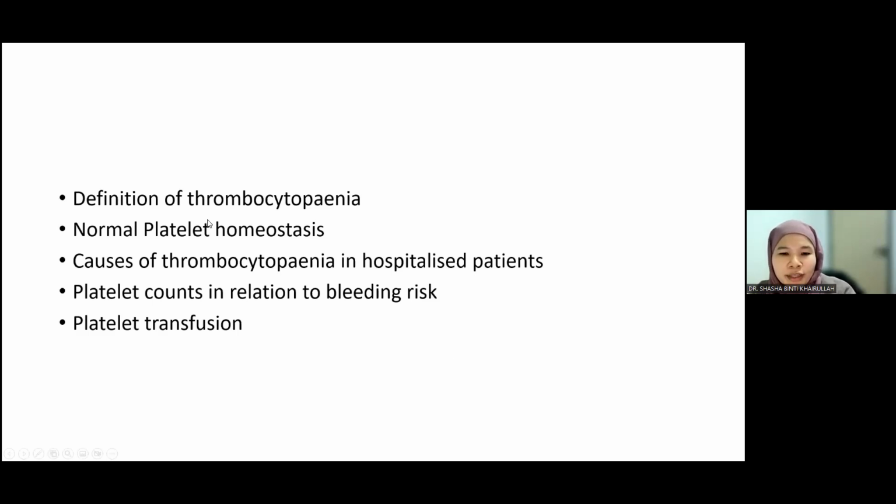I will quickly go through the definition of thrombocytopenia and then briefly go over the normal platelet homeostasis. Going over the causes of thrombocytopenia in hospitalized patients, looking at the platelet counts in relation to the bleeding risk, and lastly, looking at platelet transfusion and their indications.